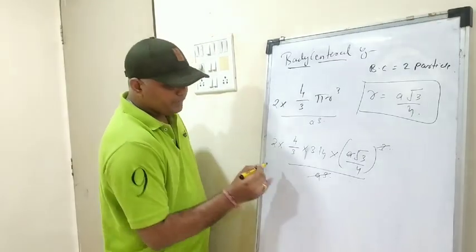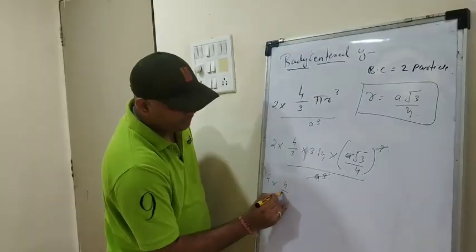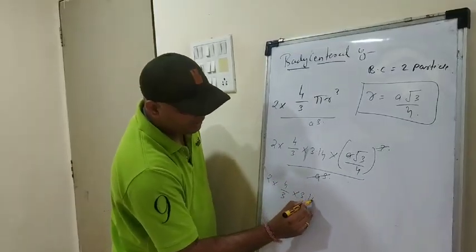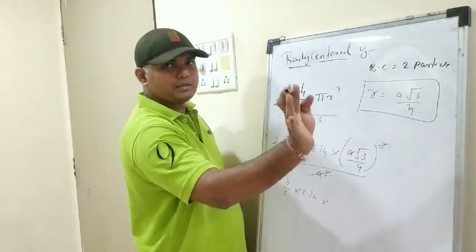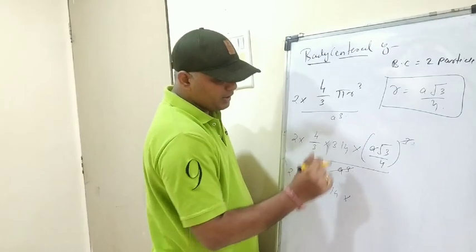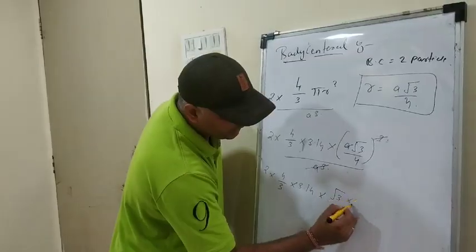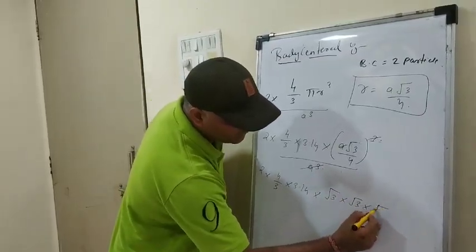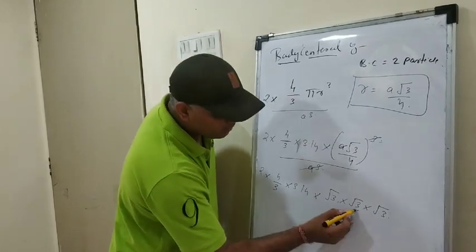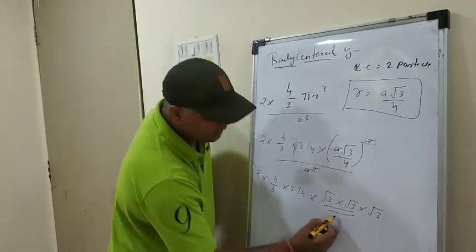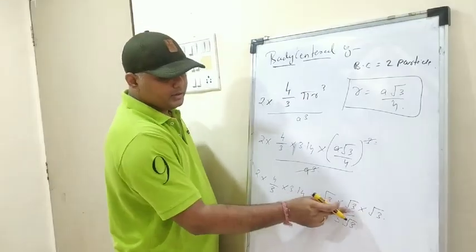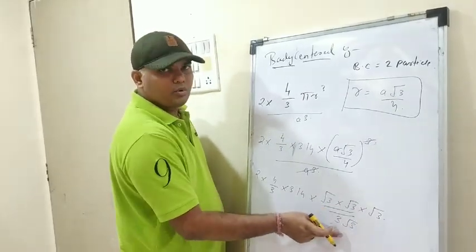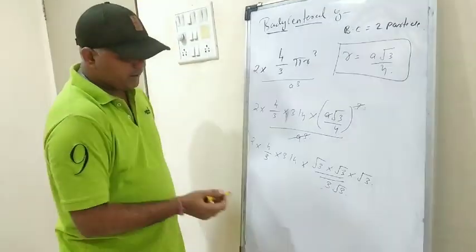So here 2 into 4 by 3 into 3.14 into, now the under root also has a cube. Are you understanding? Under root also has a cube. So it will be under root 3 into under root 3 into under root 3. So this under root 3 into under root 3 becomes 3, and this under root 3 remains, so 3 root 3. I hope that you have understood it.